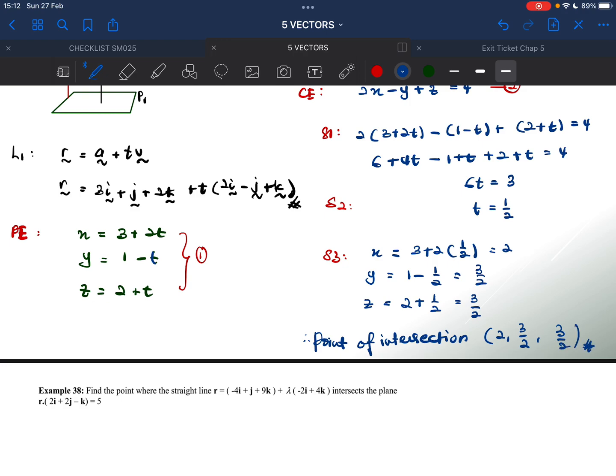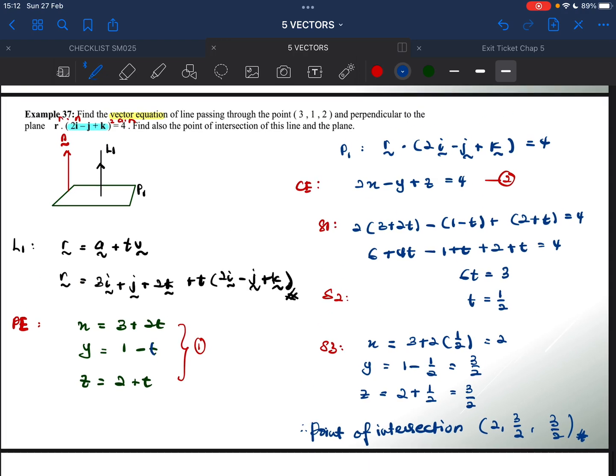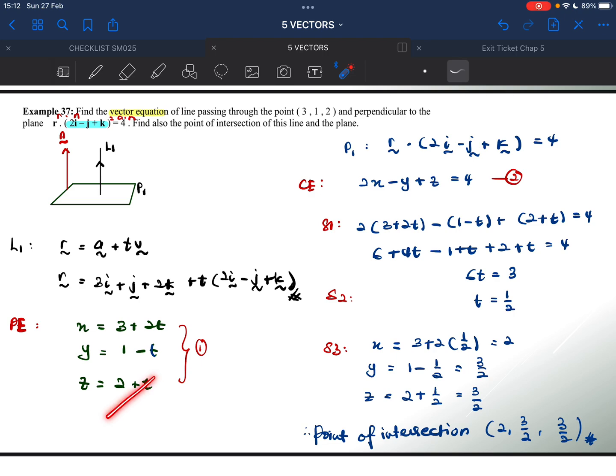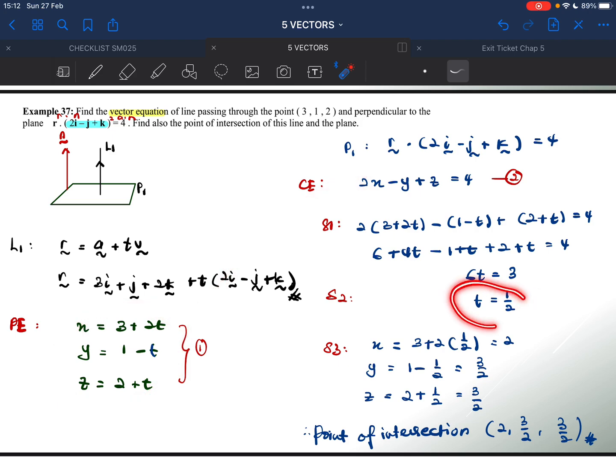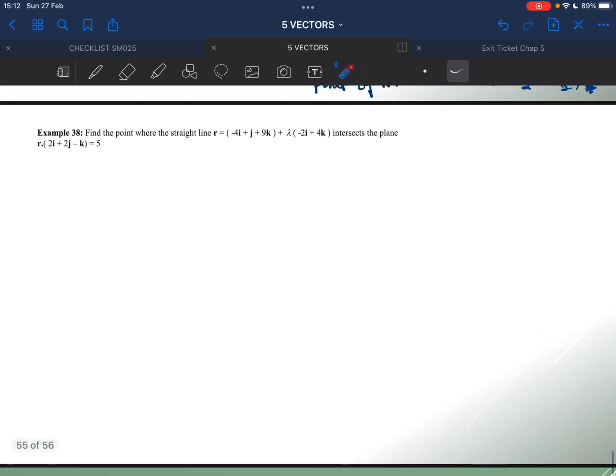Okay, so as simple as that. You just need your parametric equation of the line, you need the Cartesian equation of the plane, substitute this into this, you'll get the value of t, substitute back your t into the parametric equation of the line. Okay, so let's do one more question here.